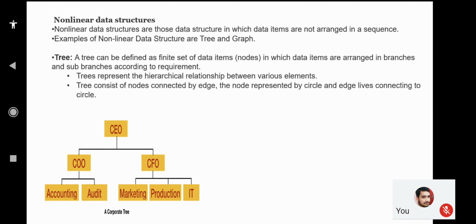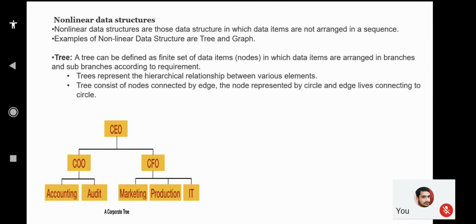There must be a unique predecessor and a unique successor. Is it clear? In case of a linked list, for a particular node, there must be a unique predecessor as well as a unique successor. For an array, any element, suppose you have an array ARR.